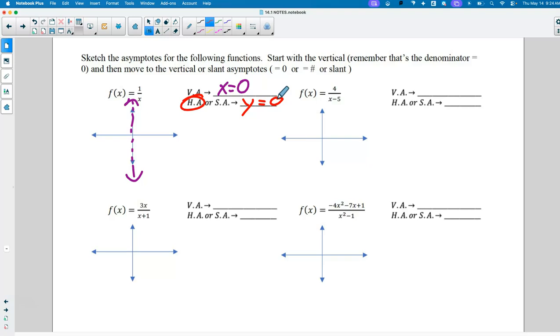What makes my denominator 0? So we don't have to draw a line for that. Oh, I didn't draw a line. You got to draw a line. Jumping the gun there. Thank you.